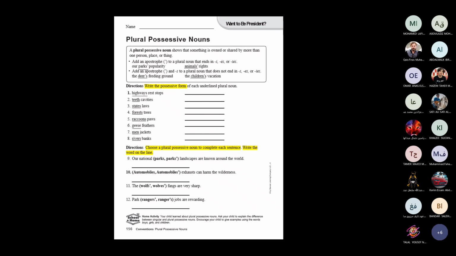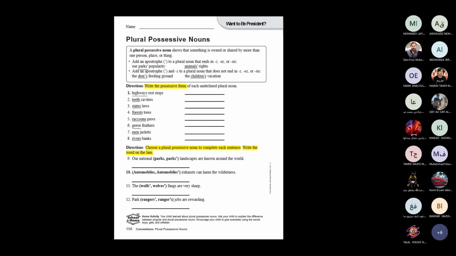Okay, this page, Muhammad Ashraf. Page 173. The number 4 is still incorrect. You have to add apostrophe and S, not S apostrophe. The noun has no S, so you have to add apostrophe and S. Okay? Understand? Yes. Very good. Fix it again, okay?